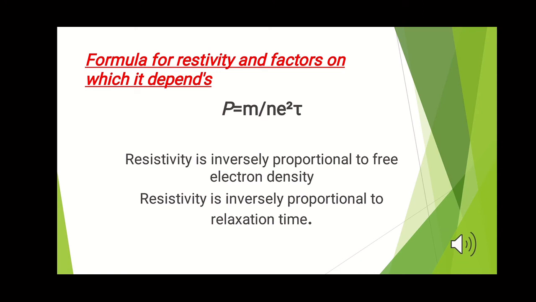The other part is what will happen for semiconductors and insulators. In the case of semiconductors and insulators, with the rise of temperature, the dominating factor is the increase in the number of charge carriers compared to the relaxation time. So by the increase of free electron density, that is the value of n, the resistivity will decrease.